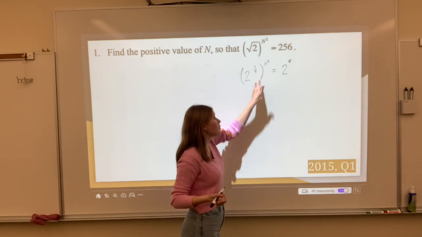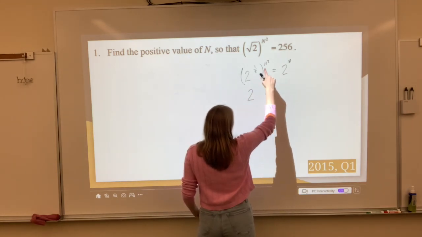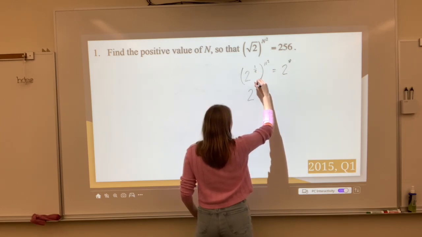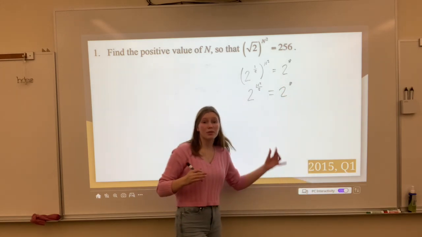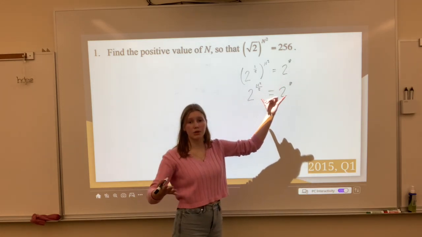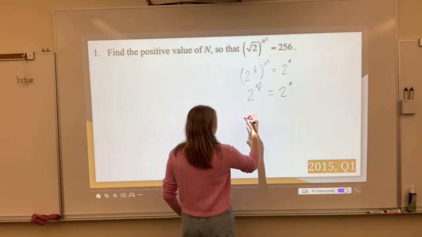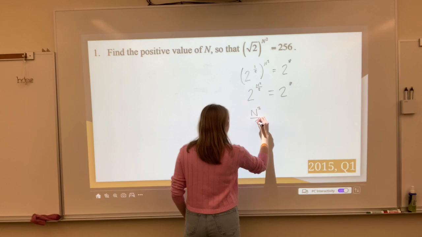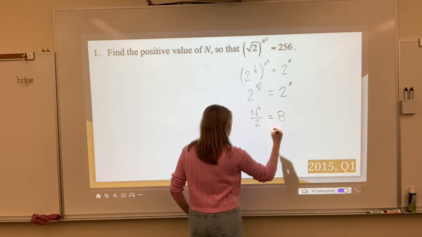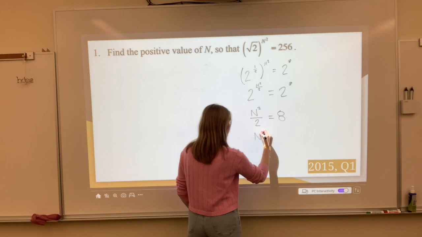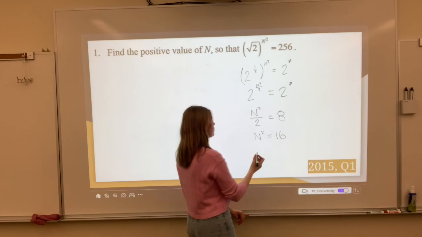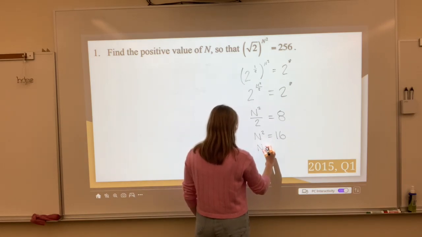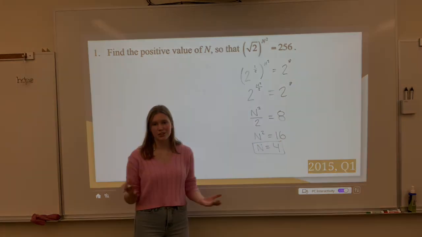Okay, now let's multiply these exponents together. 2 to the n squared divided by 2 is equal to 2 to the 8th. Now we have our bases equal to each other, so we know that our exponents must also be equal to each other. So we can say n squared over 2 is equal to 8. Multiply both sides by 2, you get n squared is equal to 16. So, take the square root of both sides, that n is equal to 4. And that is our final answer.